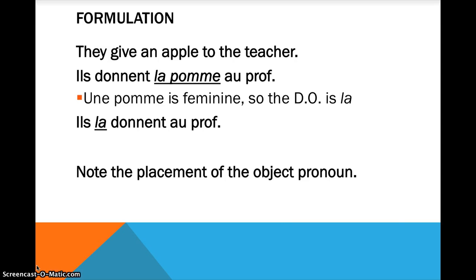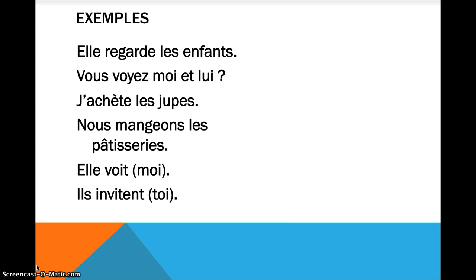Note the placement of the object pronoun. It always goes before the verb with which it's associated. If there's one verb, it's going to go in front of it. If there are two verbs, typically, not always, but 99.9% of the time, it's going to go before the second verb. All right, let me give you some examples.